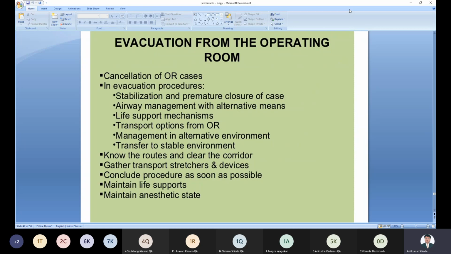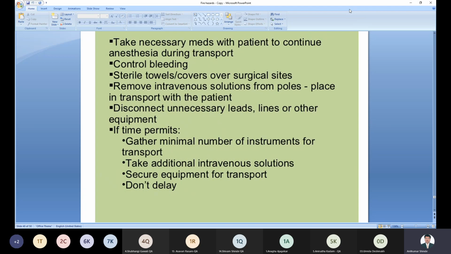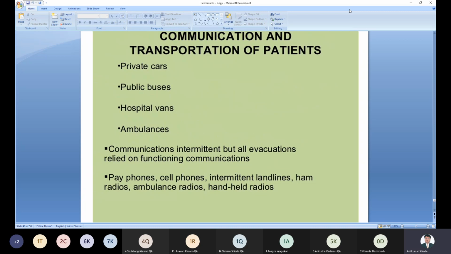For the operating rooms: cancellation of elective cases or operation cases, evacuation procedure, stabilization and premature closure of the cases, airway management with alternative means, life support mechanisms, and transport options. Then management of an alternative environment and transfer to a stable environment, maintaining life support and the anesthetic state. Those are some of the considerations for the operating room.